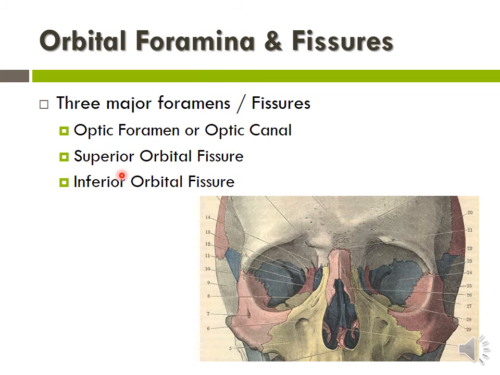Now two fissures are there. Okay, a canal will be mostly round in shape, that is why we call it a canal. Now a fissure is more like a gap. It does not have a round shape, it is a gap between the bones. So what are the two fissures? Superior orbital fissure, inferior orbital fissure. It is easy to remember: a fissure at the superior side and a fissure at the inferior side. Superior orbital fissure and inferior orbital fissure.